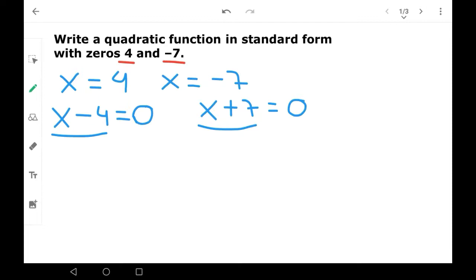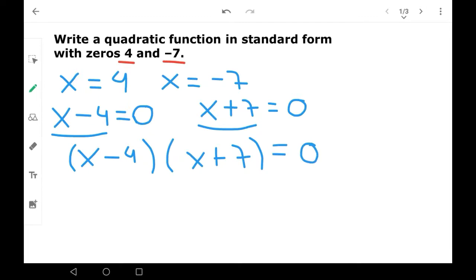So what I have to do is go one step backwards. Before I set the factors equal to 0, I have this step, right? (x - 4)(x + 7), because this is the step before the one where I set them equal to 0. But since I'm going backwards, I have to build my function step by step from the solution to the function. Okay, so this is equal to 0, and what is the last step?